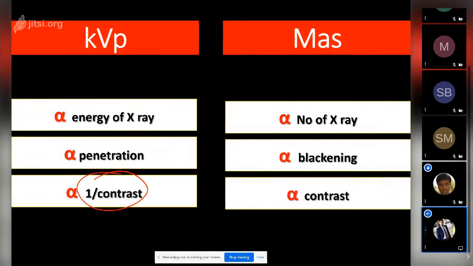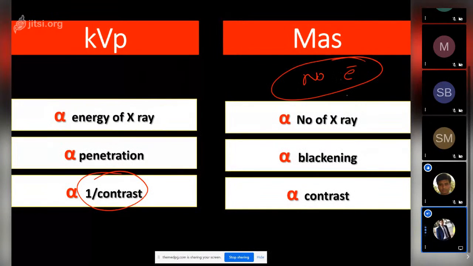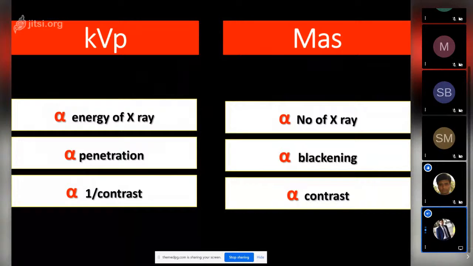But what happens if I increase the MAS? The number of electrons increases, so the number of X-rays increases. When the number of X-rays increases, the contrast between the tissues increases. So the contrast between the tissues increases whenever we increase the MAS. So for a good contrast, I have to reduce the KVP or increase the MAS.